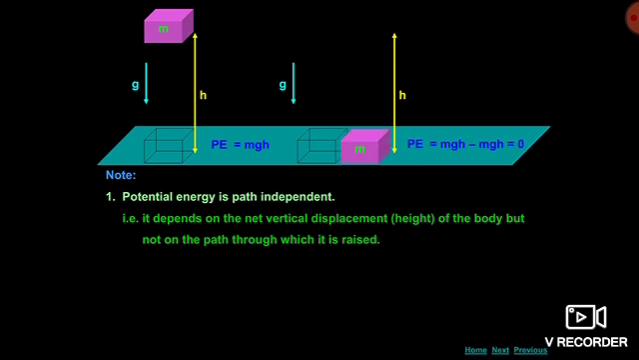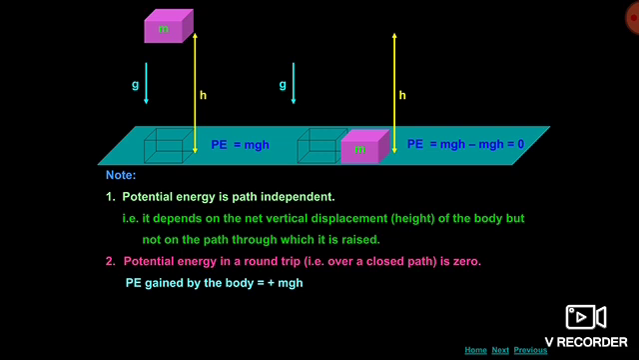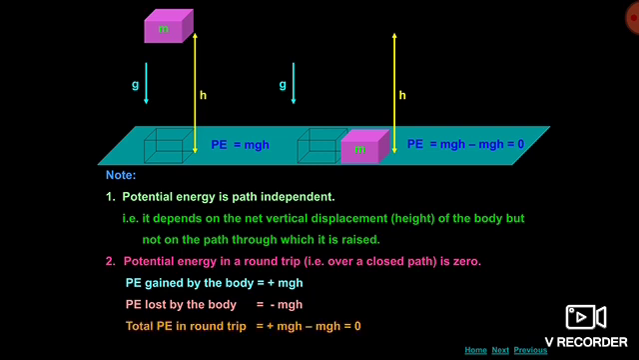Now it has gone down, so mgh minus mgh will be 0, no net potential energy change. Potential energy over a round trip, that is in a closed path, is always 0. Potential energy gained by the body is plus mgh, potential energy lost by the body is minus mgh. To get the total round, we add them, and the answer will be 0. Therefore gravitational force is a conservative force. Conservative forces are those, again I am saying, which depend only upon the initial and final position, not on the path taken between them.